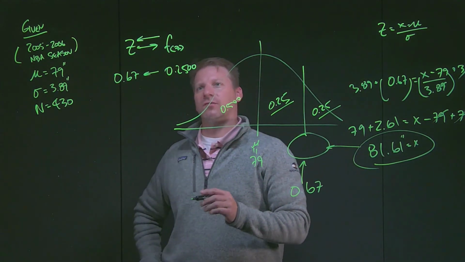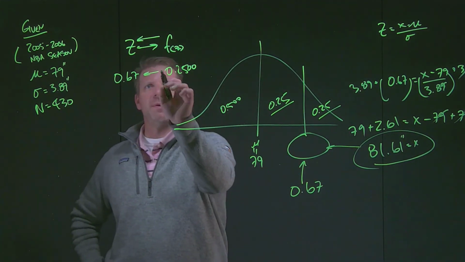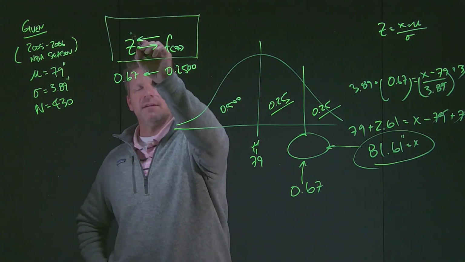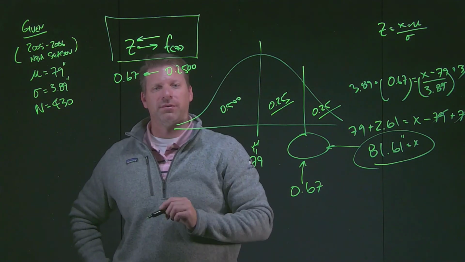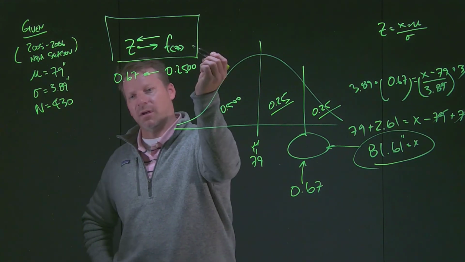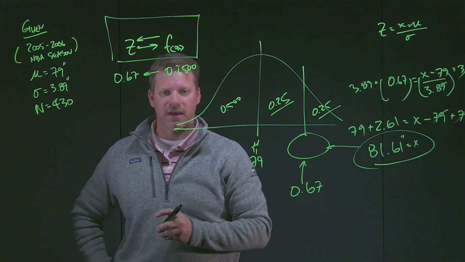Again, this video is just a way to show that the big idea is we can move in both directions from that table. Obviously from a Z value over to an area underneath a normal curve, but we can also go the other direction with that table as well.